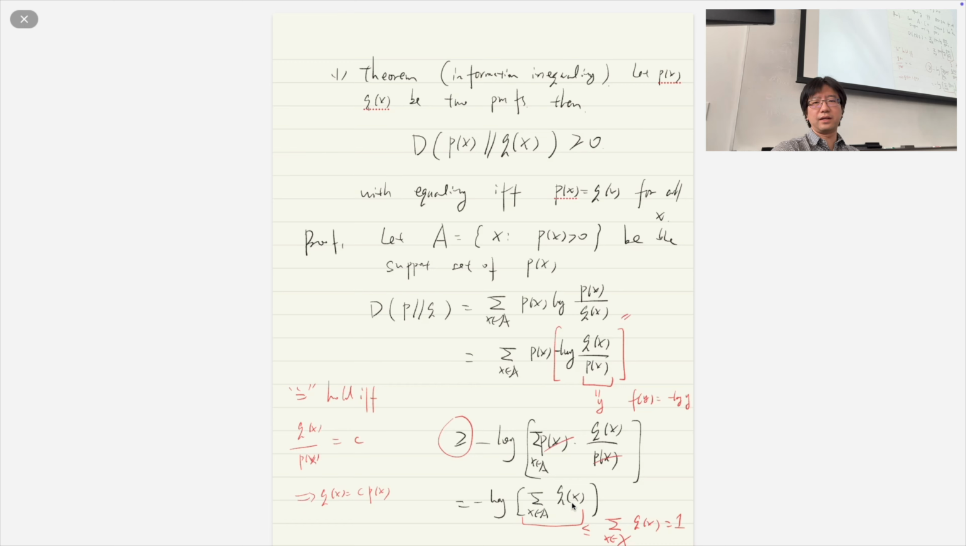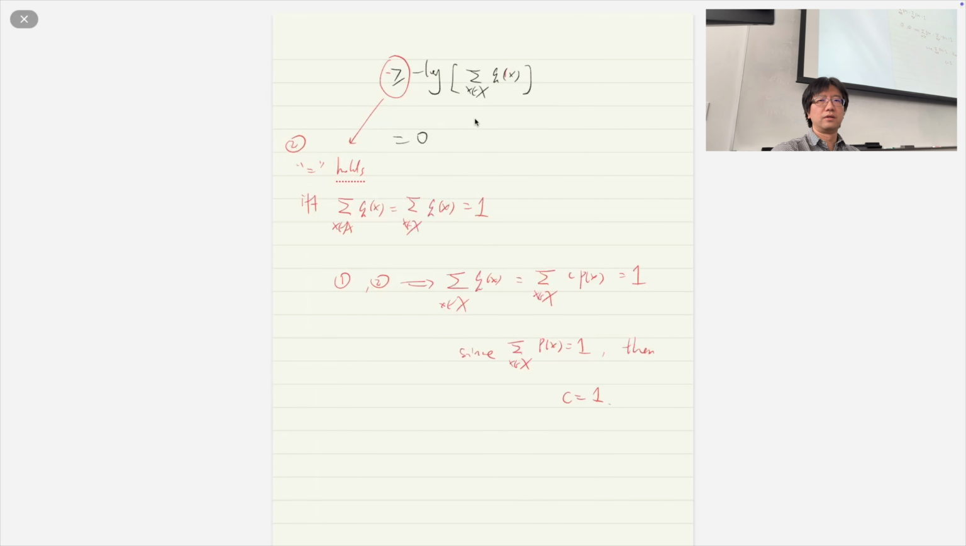So basically, it's this guy, right? Inside, this guy is less than or equal to this guy, but because it's a decreasing function, the whole thing would be bigger than or equal to this guy. Is that clear? Yeah, then we'll finish the proof. Okay, so we're done with the proof.